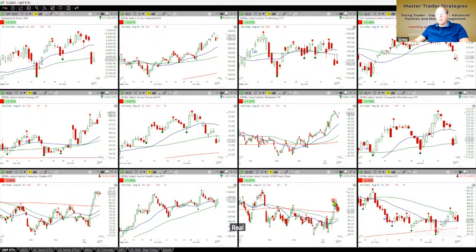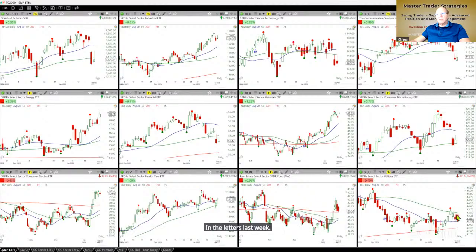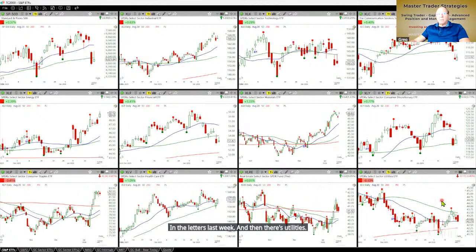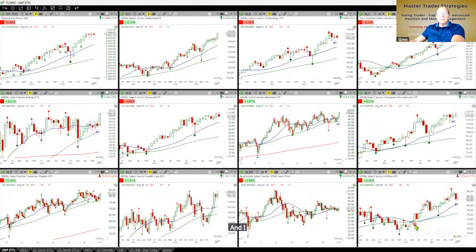Real estate turned around, and this was the retailing REITs. These are REITs and they're different ones. The retailing ones, we had one of these in the letters last week. And then there's utilities. And of course, we could look at all of these, which we would do, in multiple time frames. There are all the weekly time frames, and we'd look at the trends and put that together. And there are all the monthly time frames. So we form a bias in multiple time frames.